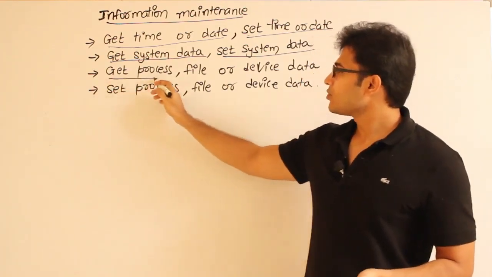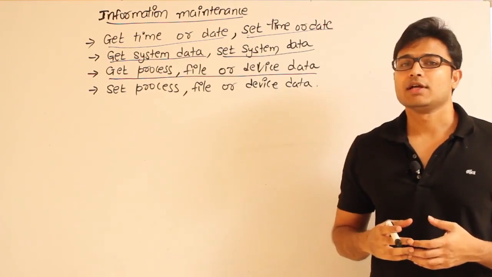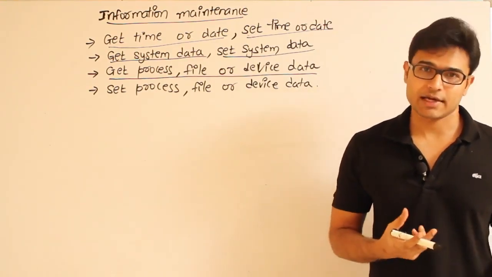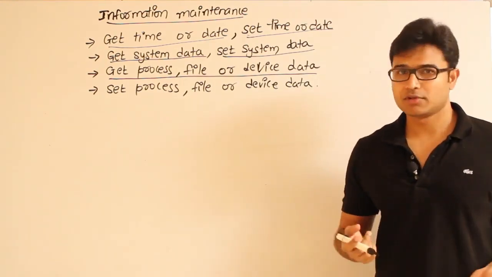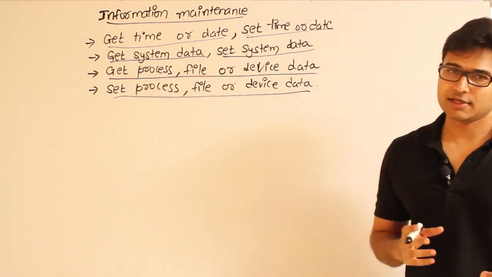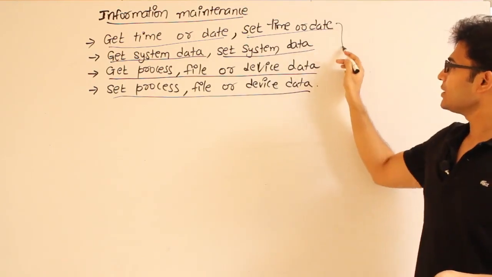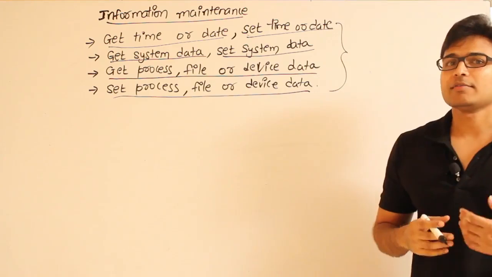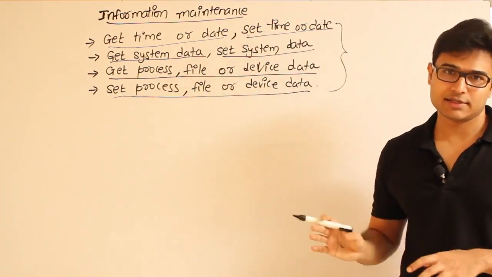And similarly, get process, file or device data. If you want to see what are all the processes that are running in your computer, what are all the files in a directory, or what are all the devices that are connected to your computer, you can do that. And similarly, you can change the attributes by using the set system calls. So in order to have information maintenance, every operating system in general is supposed to provide some mechanism, some system calls which will enable all these things. These are the general things, okay?